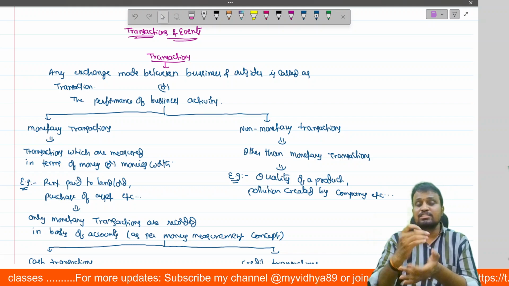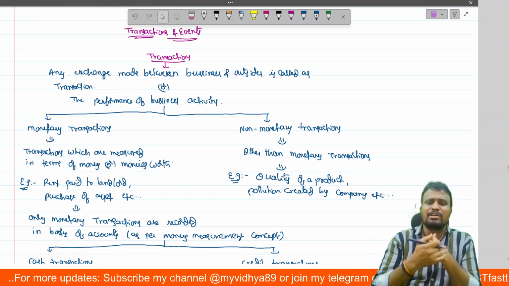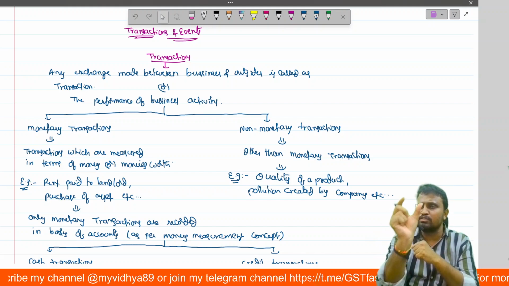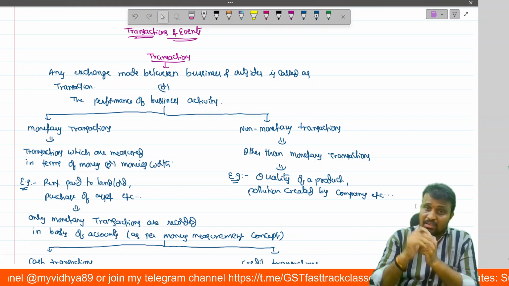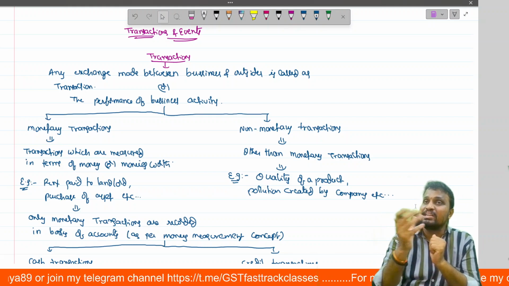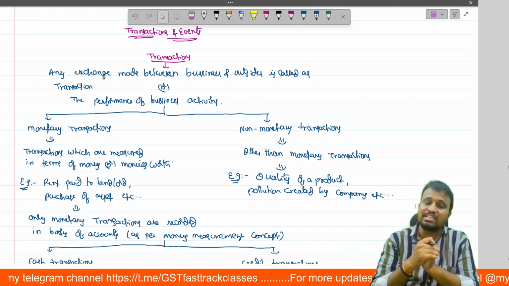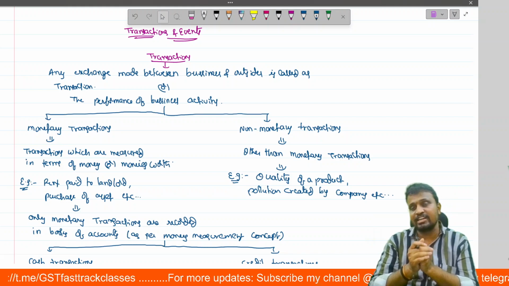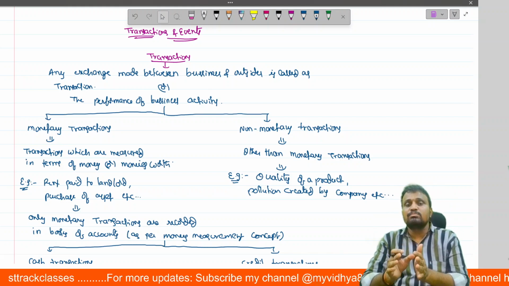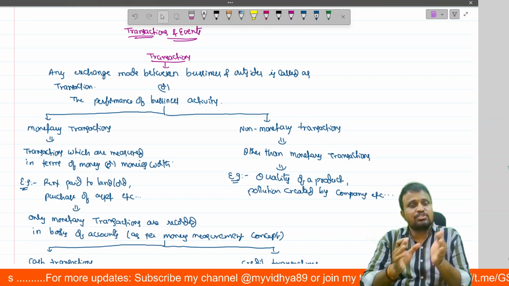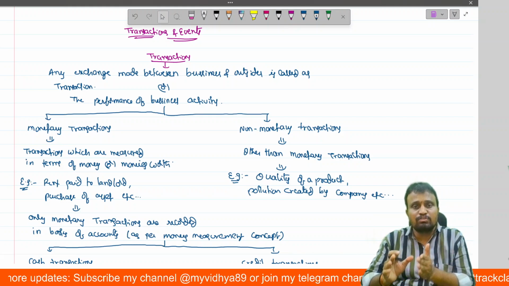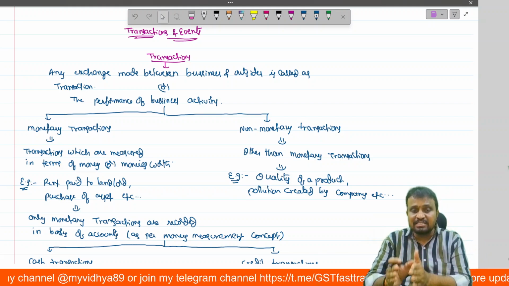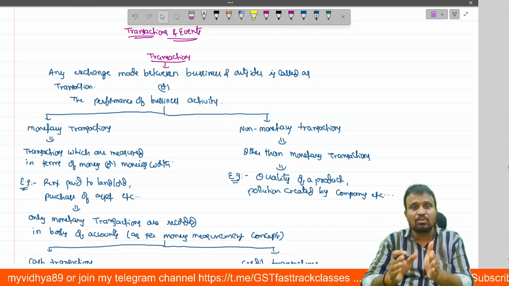For example, rent paid to the landlord, salary paid to the employees, purchase of plant and machinery, purchase of goods. These are all measured in terms of an ascertainable amount of money. But the quality of a product, quantity, and pollution created by the entity are not measured in terms of money, and these are non-monetary transactions. Remember, in the books of accounts, only the transactions which are measured in terms of money are recorded. Those are called monetary transactions, and this is done as per the money measurement concept.